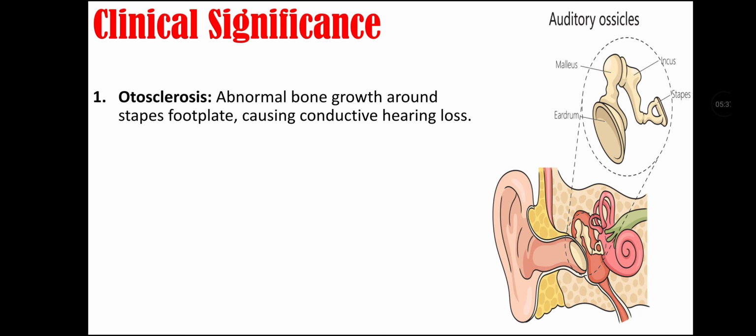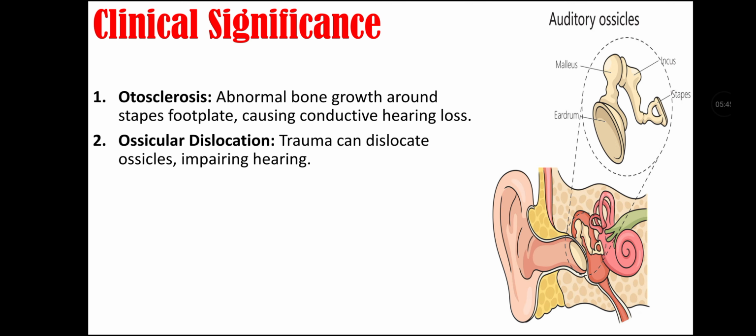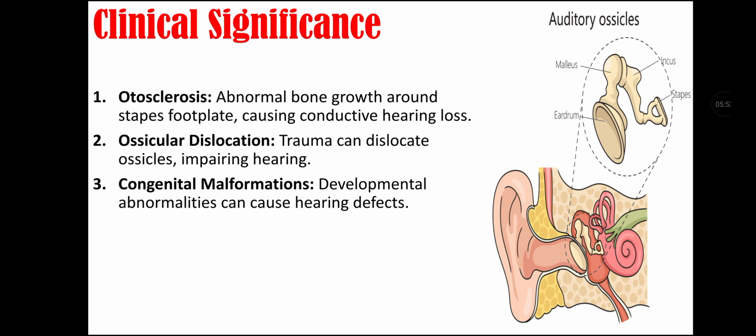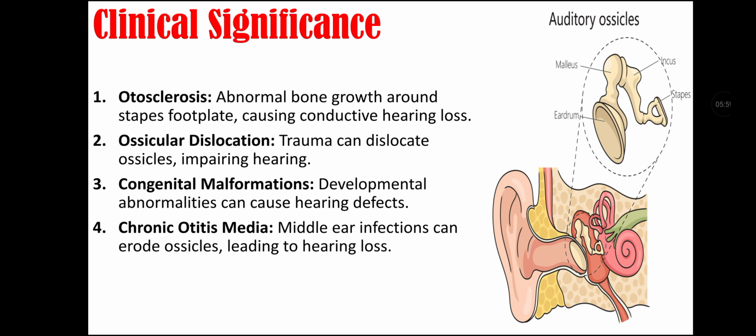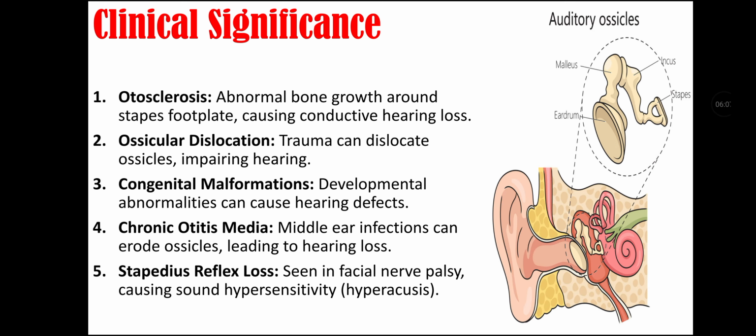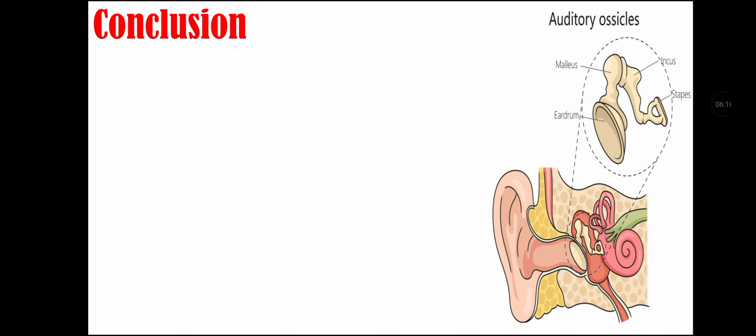Clinical significance. First is otosclerosis, that is abnormal bone growth around the stapes footplate, thus causing conductive hearing loss. Second is ossicular dislocation, that is trauma that can dislocate ossicles and impair hearing. Third is congenital malformation, developmental abnormalities that can cause hearing defects. Fourth is chronic otitis media, that is middle ear infection, and it can erode ossicles leading to hearing loss. Fifth is stapedius reflex loss, that is seen in facial nerve palsy, and it can cause sound hypersensitivity or hyperacusis.